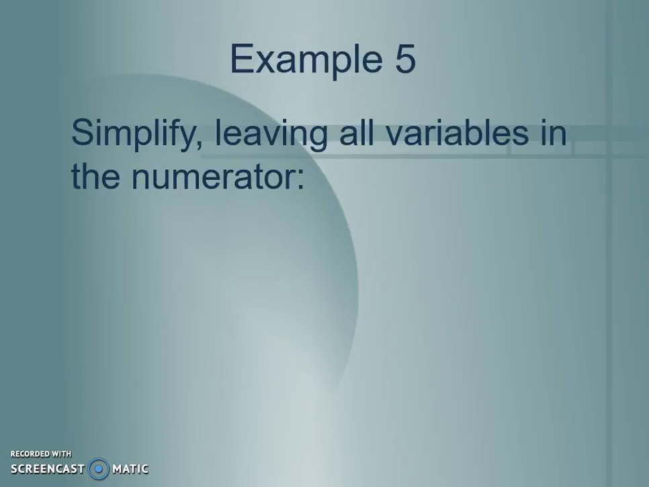Example 5. Simplify, and then it gives us what to simplify right here. Leaving all variables in the numerator. So this time we will probably end up with negative exponents, but because they said leave everything in the numerator, it's okay to have negative exponents. So we'll just go ahead and work through this one step at a time.